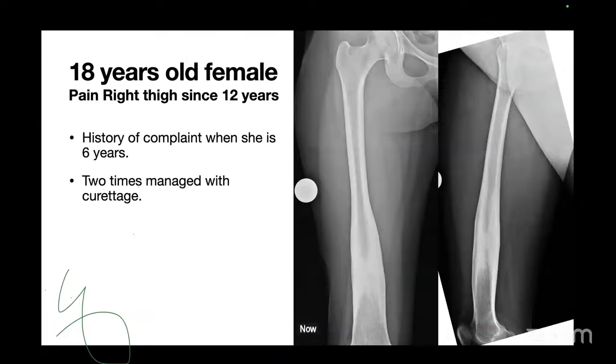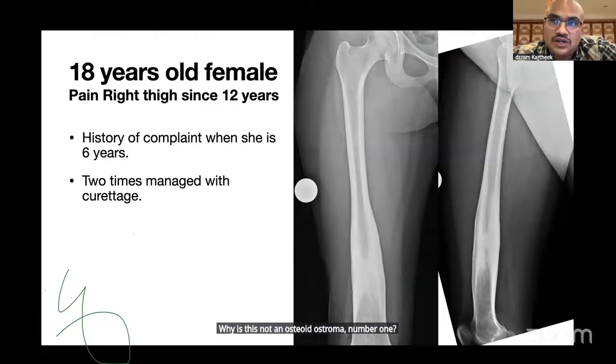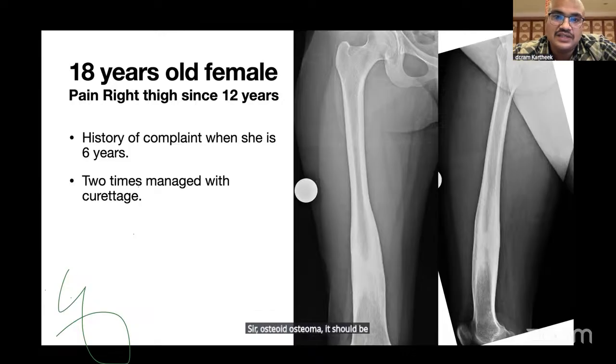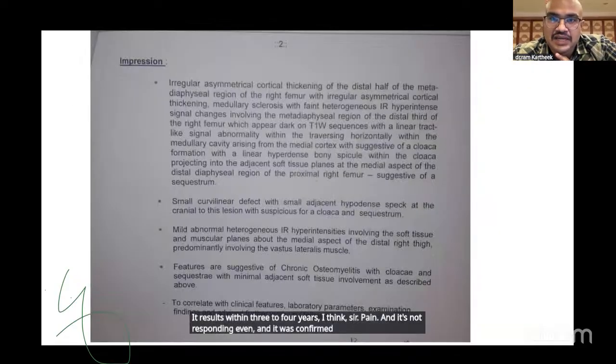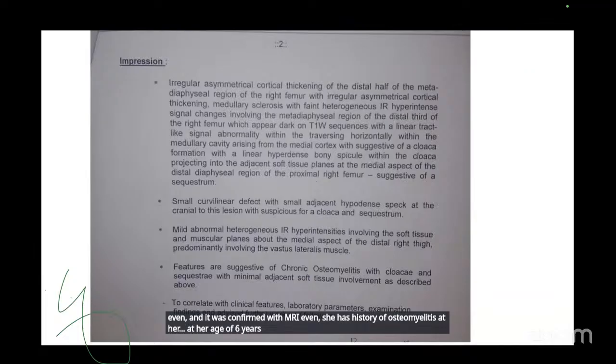Why is this not an osteoid osteoma, number 1? Sir, osteoid osteoma usually resolves within 3 to 4 years, I think, sir. The pain is not responding, and it was confirmed with MRI even. She has a history of osteomyelitis at the age of 6 years. What does the MRI say?